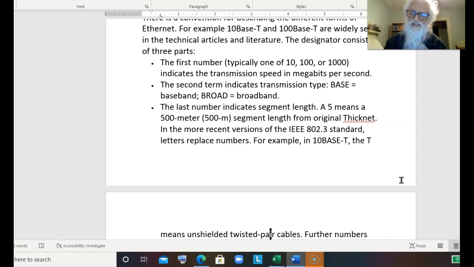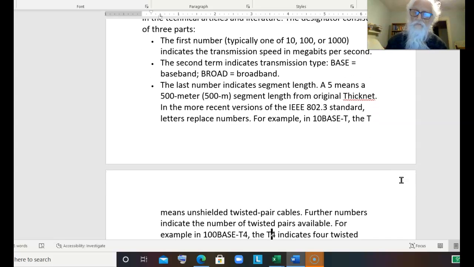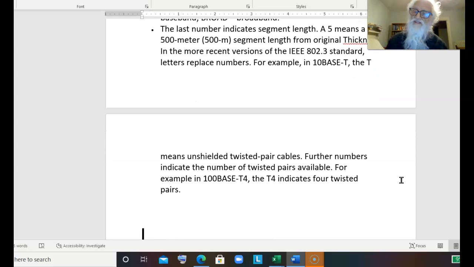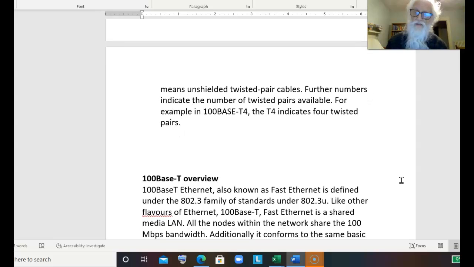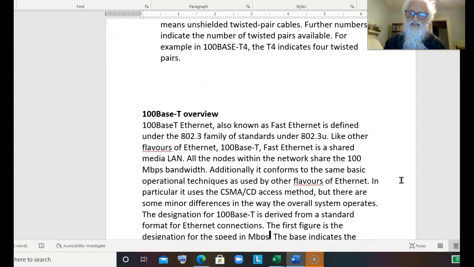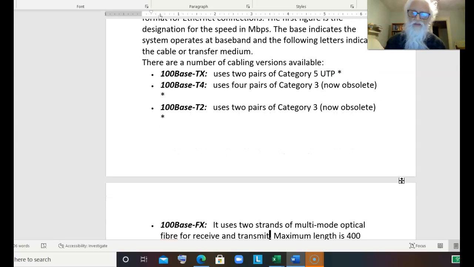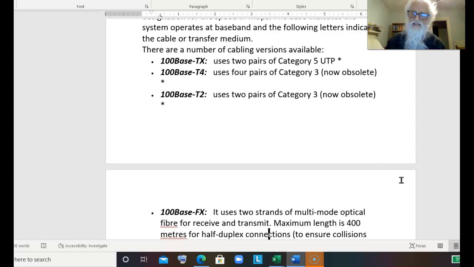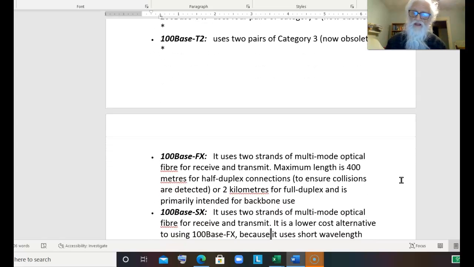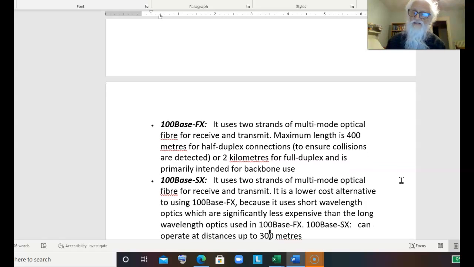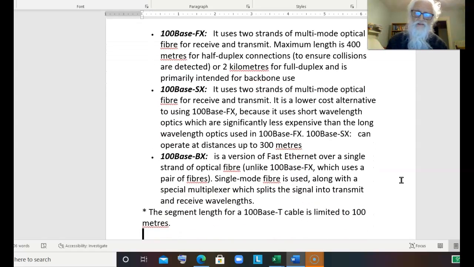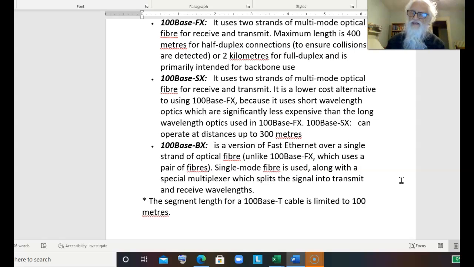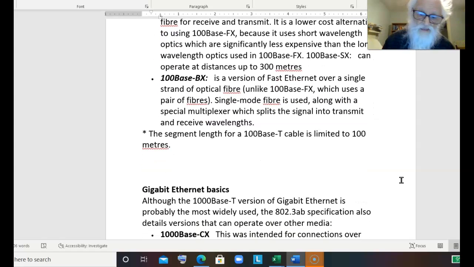The T means unshielded twisted pair cables. We have an F that means fiber optic. And you can see we define some of these in more detail. FX uses 2 strands of multi-mode optical fiber for receive and transmit. Maximum length is 400 meters. Then you've got SX, and you can keep going and going. If we were to be spending a lot of time in the physical layer, we'd have to look at those things, but I'm not worried about it.